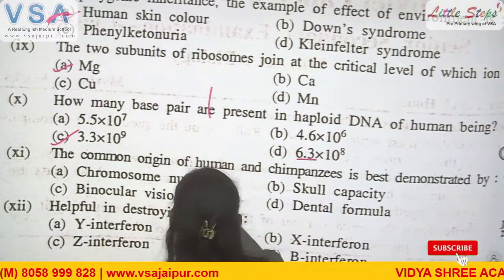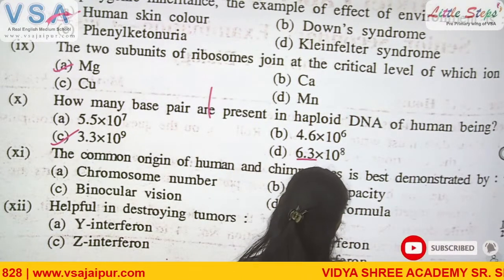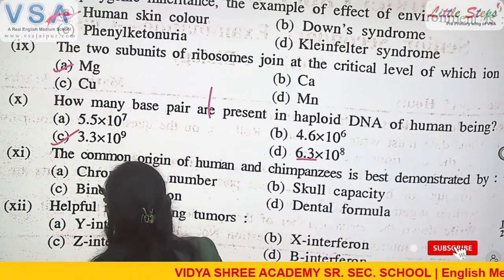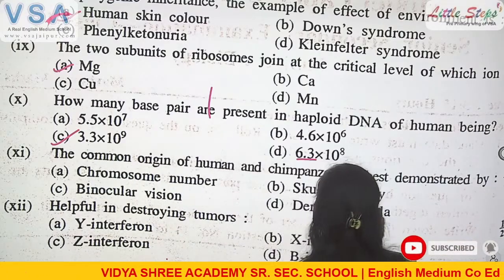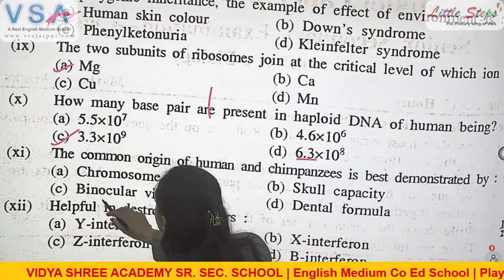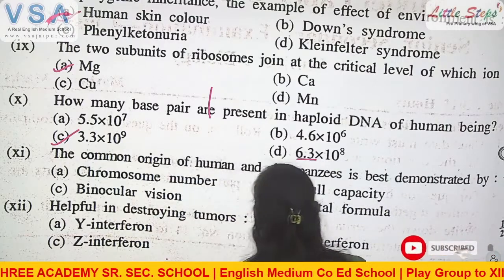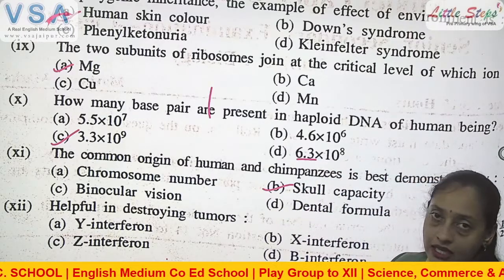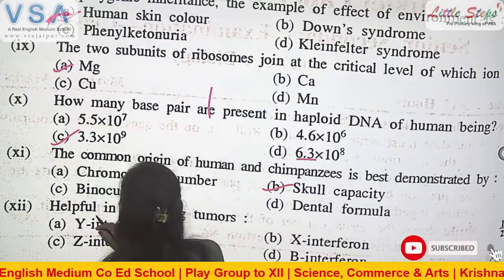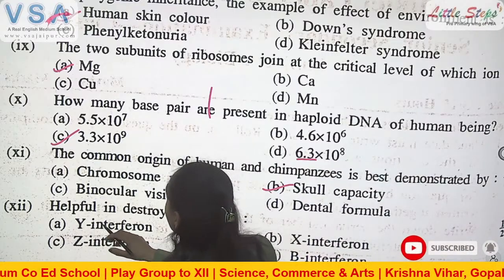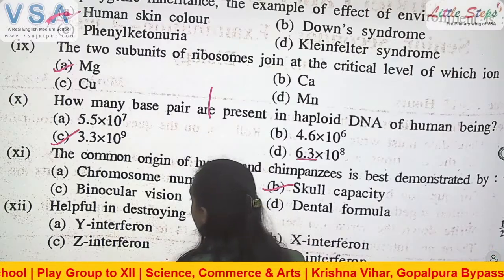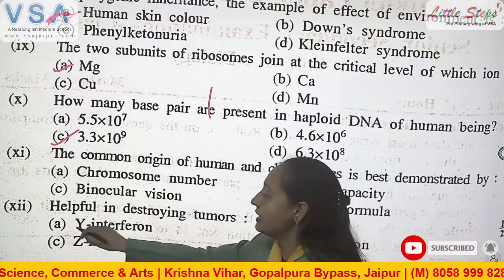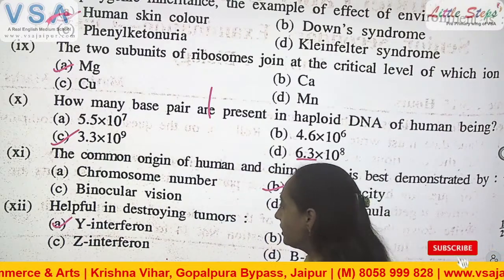The common origin of human and chimpanzee is best demonstrated by, तो किसके थ्रू डिमोन्स्ट्रेट होते हैं? क्रोमोसोम नंबर, स्कल कैपेसिटी, बायनोक्यूलर विजन या फिर डेंटल फॉर्मूला. व्हाट इज द राइट आंसर? ऑप्शन बी, स्कल कैपेसिटी. Helpful in destroying tumor, Y इंटरफेरॉन, X इंटरफेरॉन, Z इंटरफेरॉन या फिर B इंटरफेरॉन. तो व्हाट इज द राइट आंसर? ऑप्शन E, Y इंटरफेरॉन.